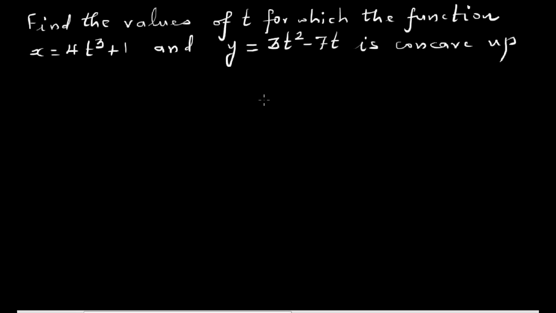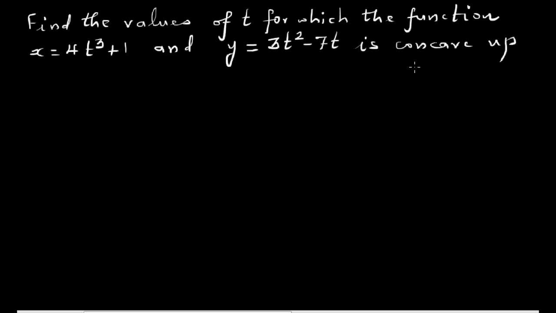Find the values of t for which the function x equals 4t cubed plus 1 and y equals 3t squared minus 7t is concave up. So before we do the differentiation, let me talk about concave up and concave down.